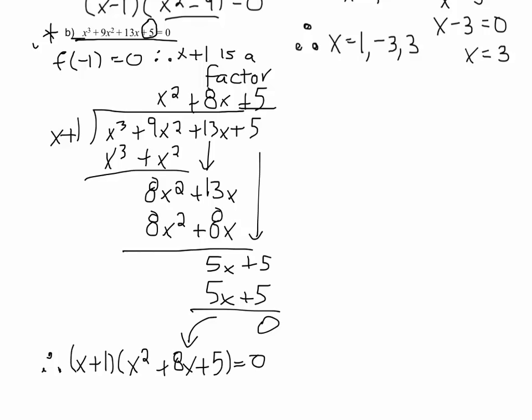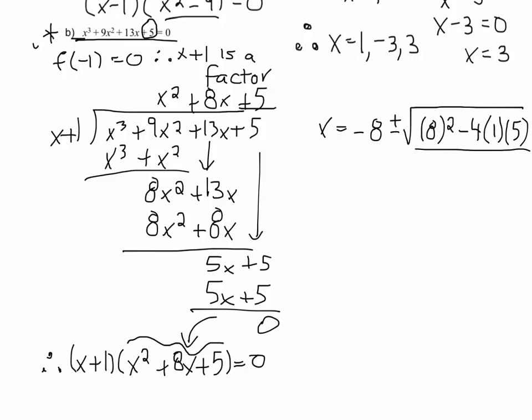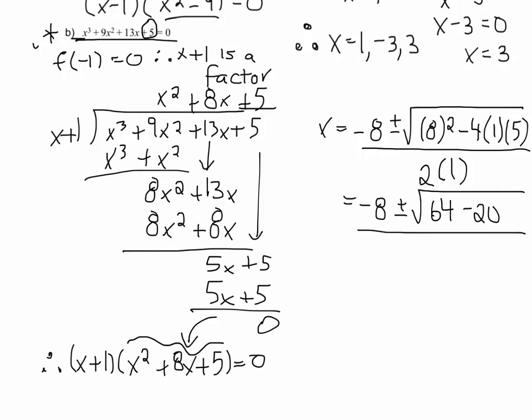This is not easy to factor just by looking at it. We actually have to use the quadratic formula for this one. Using the quadratic formula for this part, we're going to have x equal to negative b, which is negative 8, plus or minus the square root of b squared, 8 squared, minus 4 times a times c, all over 2a. Let's simplify a little bit now. So we got plus or minus the square root of 64 minus 20, all over 2. You guys are going to love me after this one. So we got root 44 over 2.